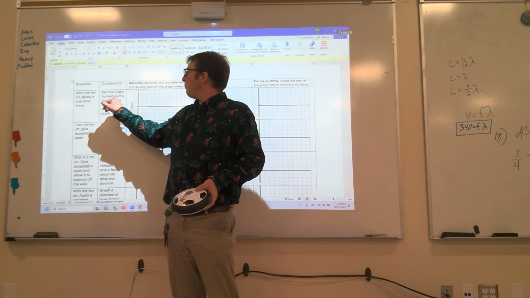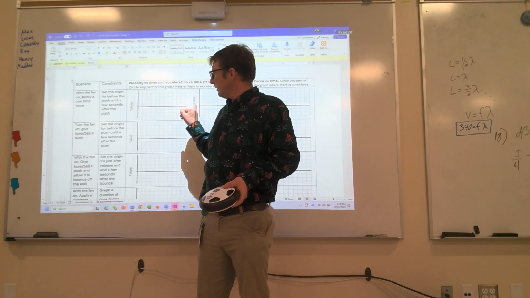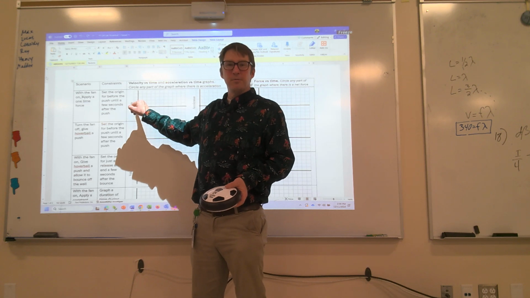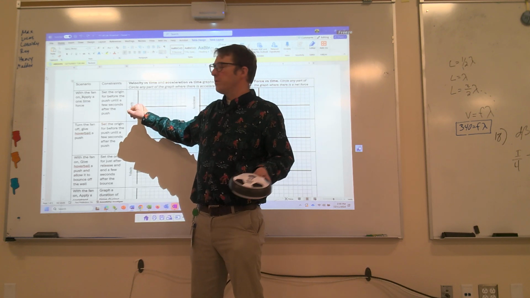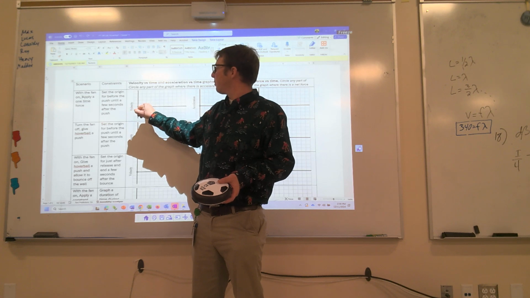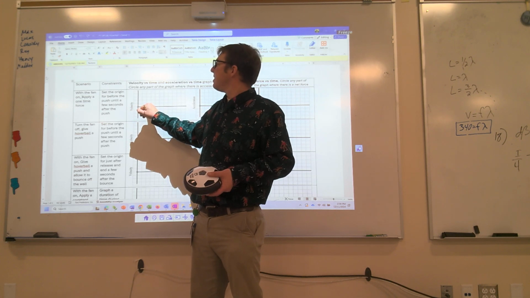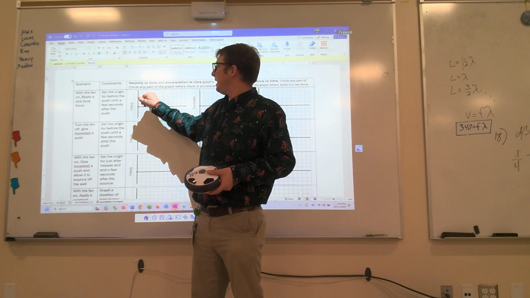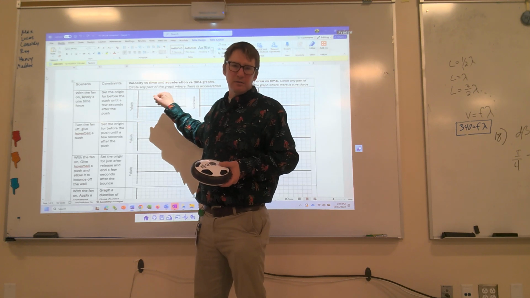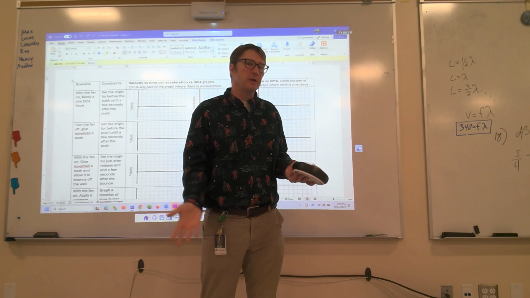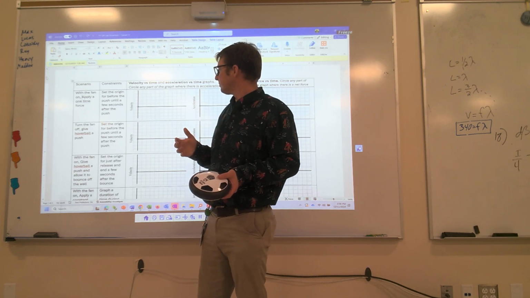Your origin will be before the push. So on this horizontal axis, you'll start right here before the push. So before the push, nothing's probably happening. Once you push it, there will now be some velocity. And I want you to continue graphing for a few seconds after the push. It is qualitative, like when we did the basketball toss.